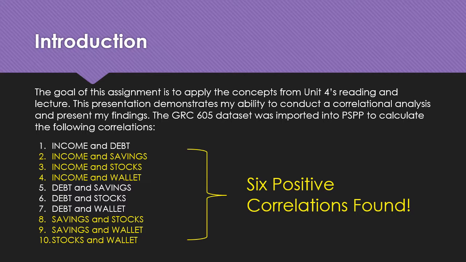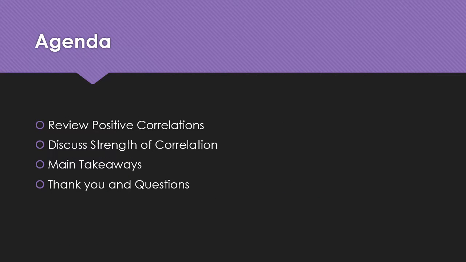On the left-hand side of the slide, they're listed in order from 1 to 10, and out of these 10, I found 6 positive correlations. The agenda of my presentation today will be to review these 6 respective positive correlations. I'm also going to discuss the strength of the correlations and what I've found. We're going to talk about the main takeaways from each of them as well as in the aggregate, and then we will conclude with questions.